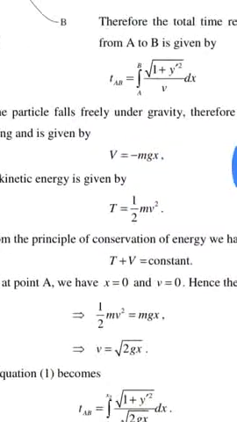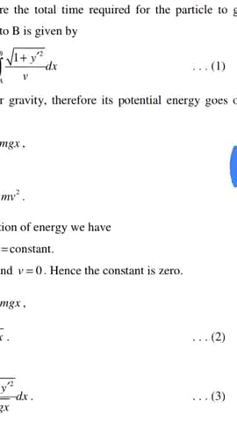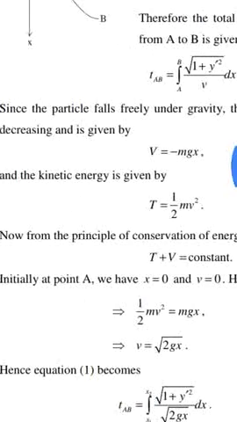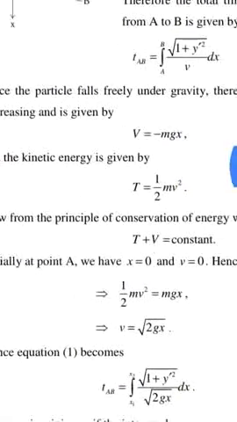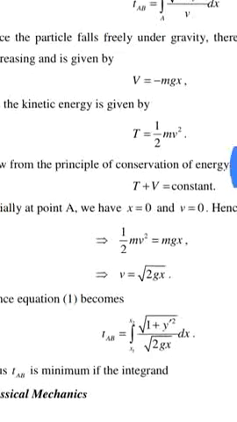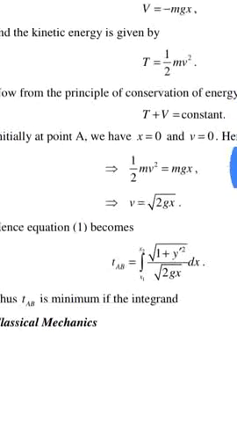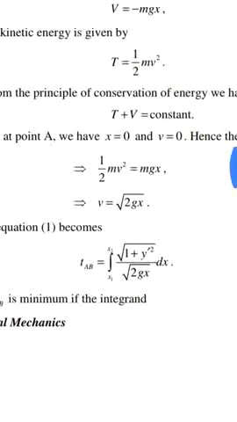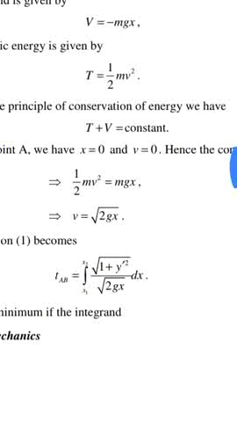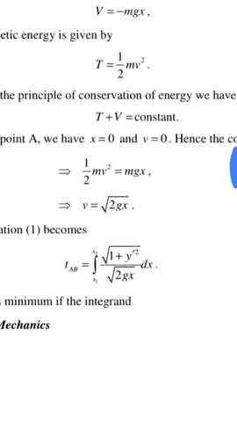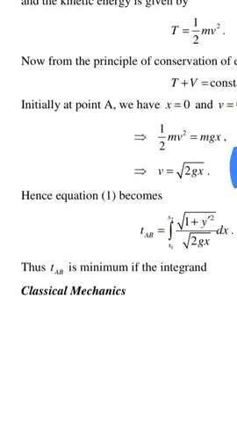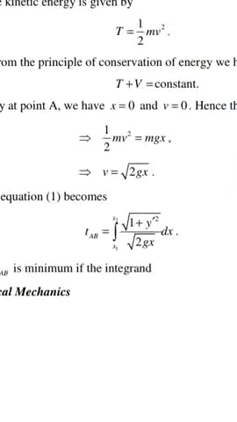Since the particle falls freely under gravity, the potential energy goes on decreasing and is given by V equal to minus mgx, and the kinetic energy is given by T equal to 1 by 2 m v square. According to the principle of conservation of energy, T plus V is equal to a constant. That is, initially at the starting point we have x equal to 0 and v equal to 0.